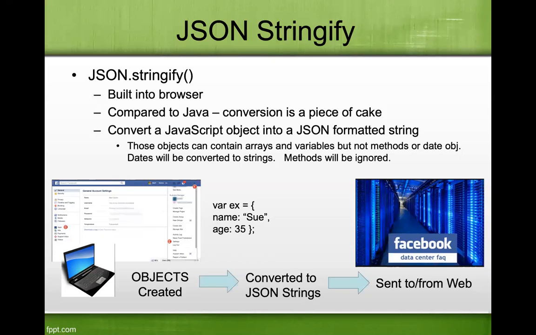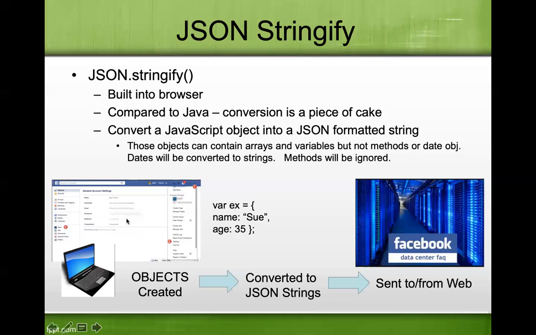Anyways, stringify is used to convert a JavaScript object into a string, okay? And those objects can contain arrays and variables, but they can't really contain methods or date objects. If you do have a date, it'll just convert it to a string, and methods will be completely ignored. So just know that when you're getting data back from the internet, you're going to have to take those dates as strings. They're not dates as an object, okay?